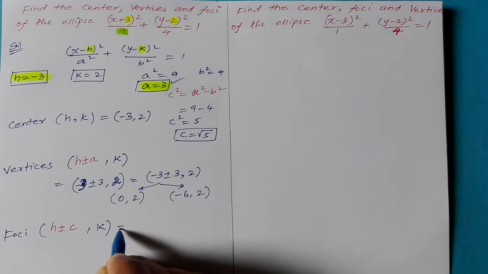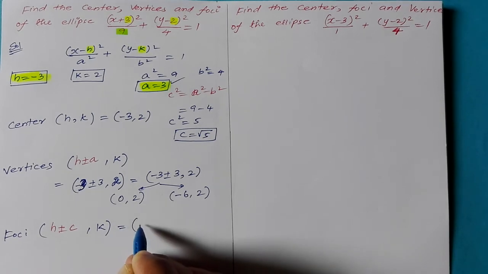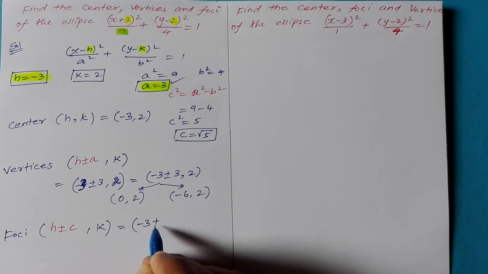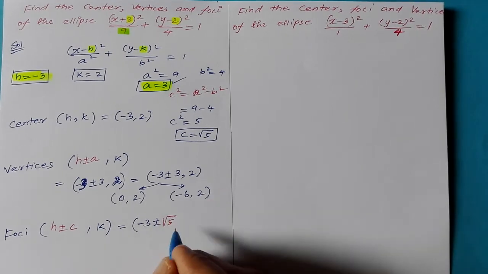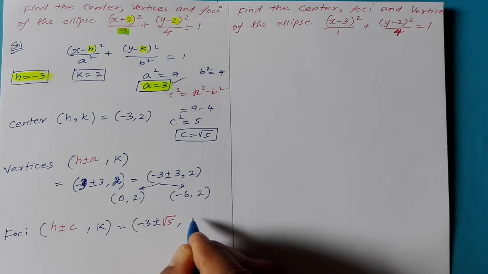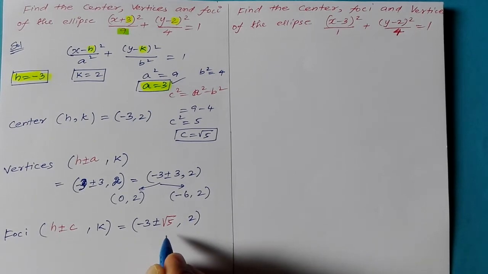Now similarly here, what is the h value? Minus 3 plus or minus. What is the c value? Root 5 comma k value. What is the k value? It is 2. So you cannot simplify here.